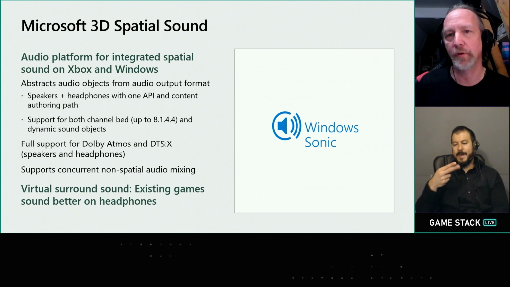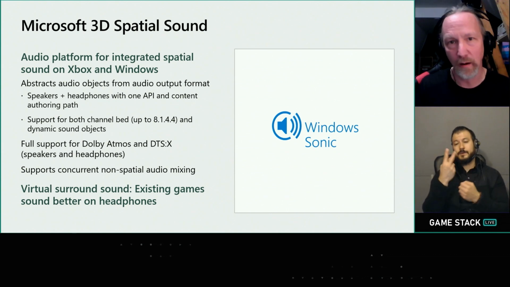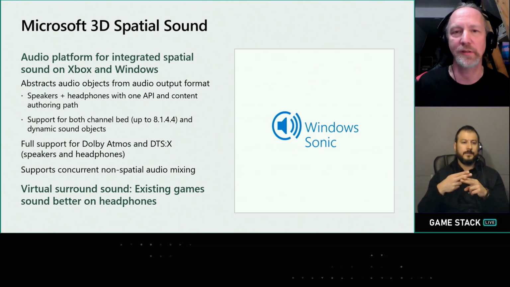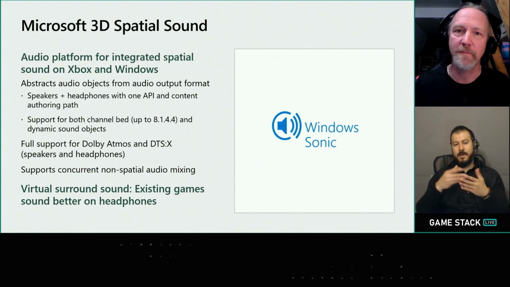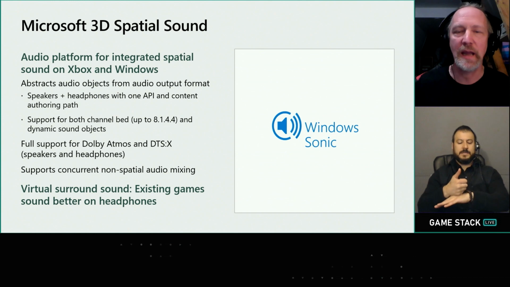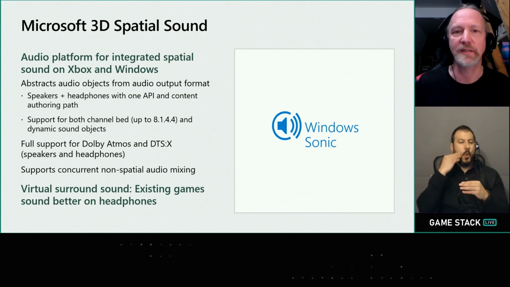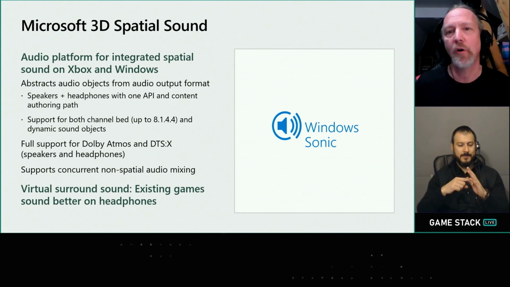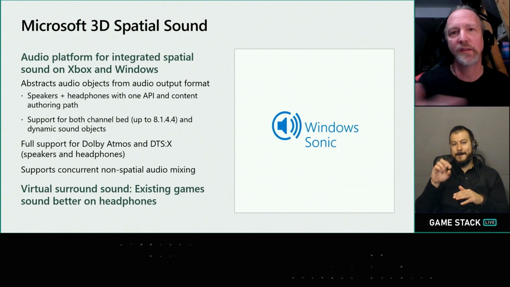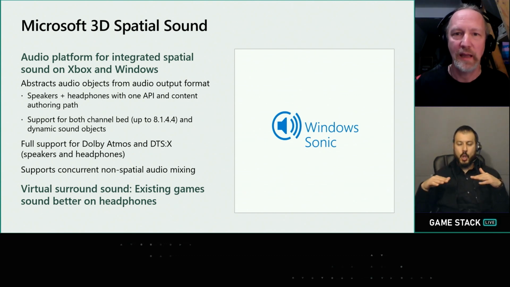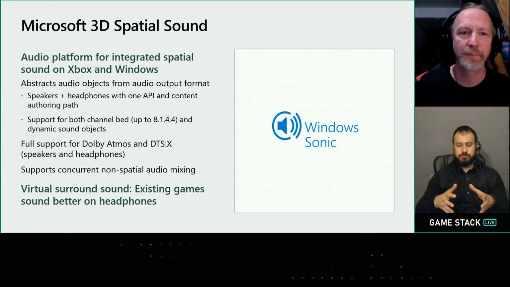We have support for two different kinds of audio objects. One is what we call static bed objects. These are objects that have a fixed position in space, and they represent the idealized location of speakers in a home theater system. So, for example, a Dolby Atmos home theater setup is 7 speakers around you, a low frequency effect speaker, and 4 speakers above you.